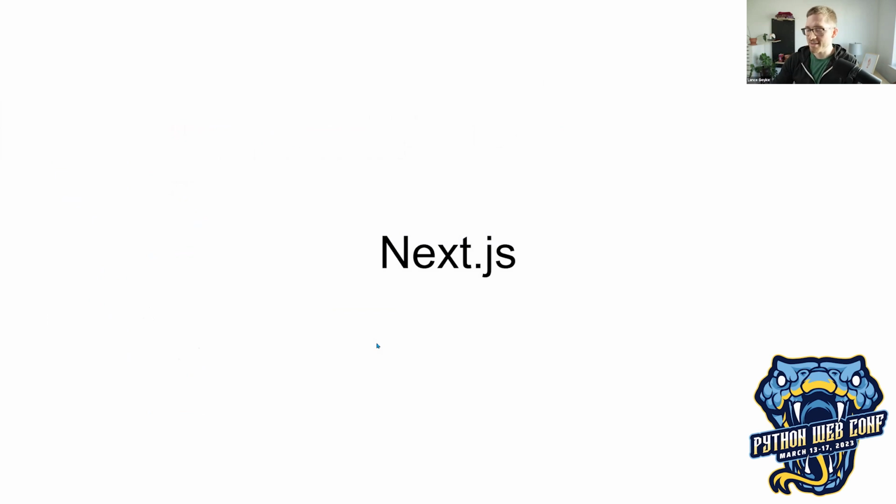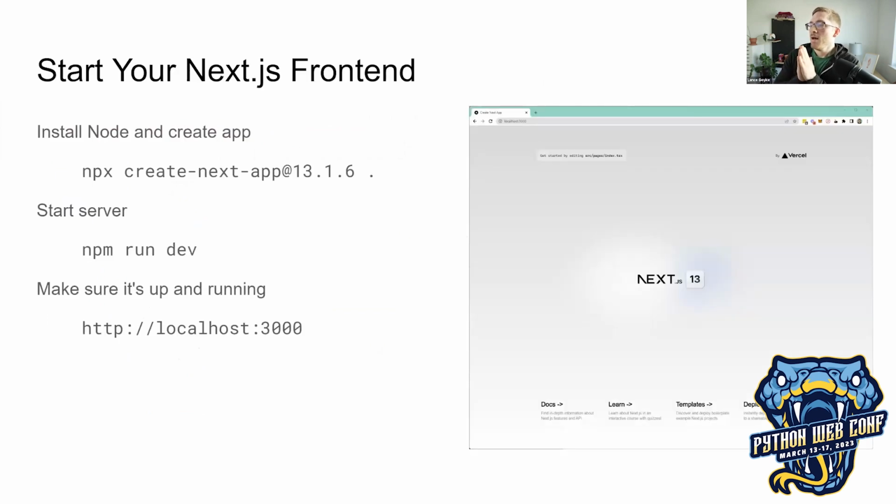Now for the Next.js side, you've got to make sure you have Node installed, and it probably matters what version it is. npx create-next-app is the boilerplate thing that's going to give you that directory structure we talked about earlier. You can say npm run dev to run the development server, and you can see it at port 3000.